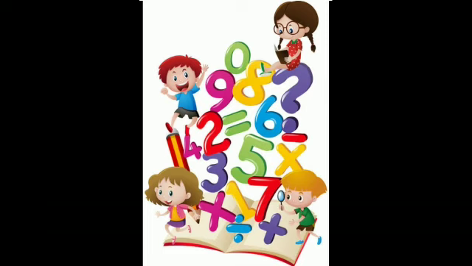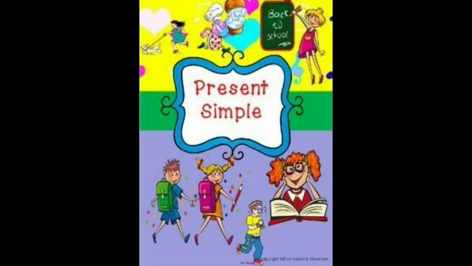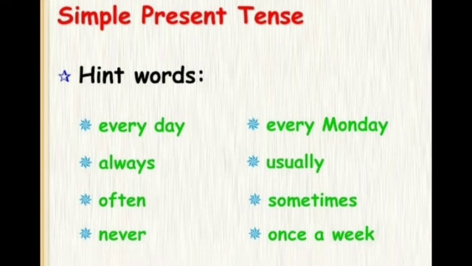Today we are going to learn some tenses in English grammar. So let's start with tenses. There are different types of tenses, and today we are going to learn first the present simple tense, or simple present tense. Simple present tense means the things that are happening now, at present.